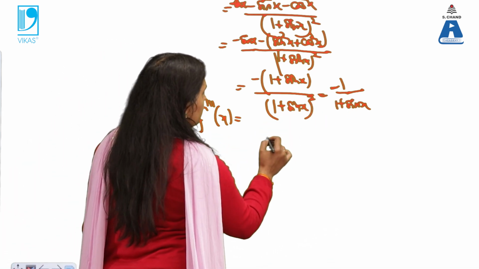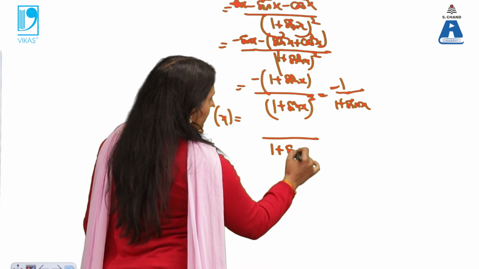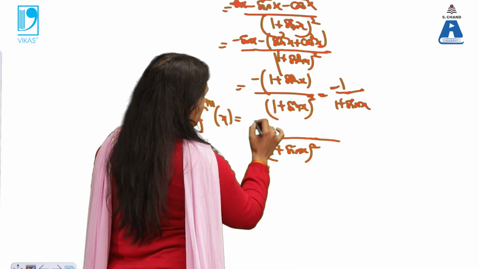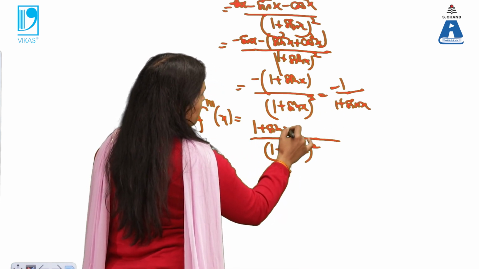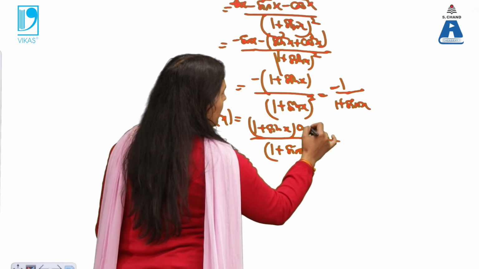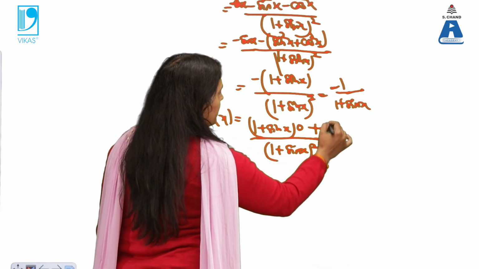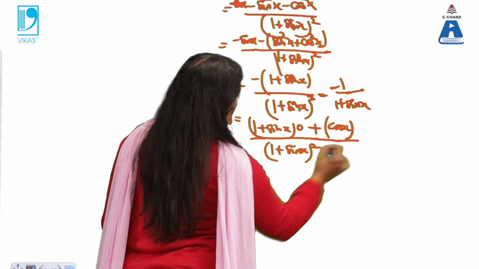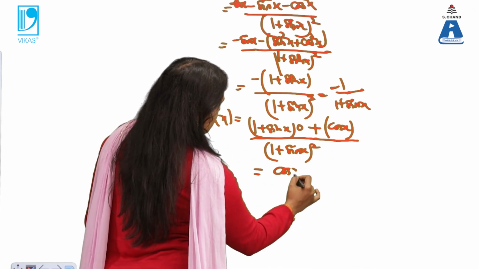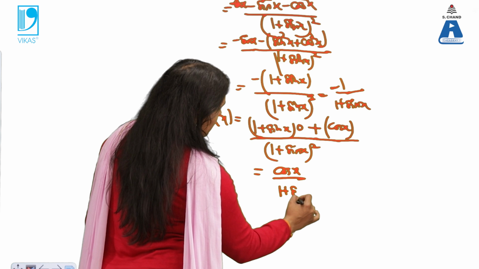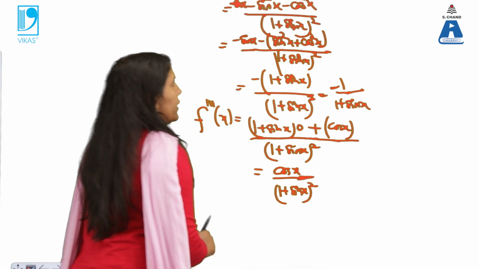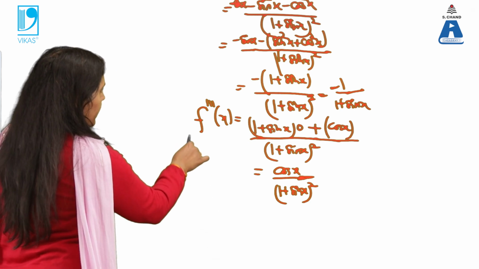So the derivative of this will be 1 plus sin x whole square, the denominator same, derivative of numerator, that is 0, minus, it is already in minus, so plus, and derivative of this is cos x. So the derivative of this is cos x upon 1 plus sin x whole square. Now I just write the values accordingly.